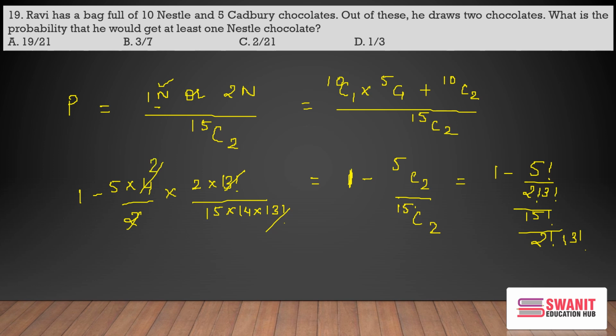Similarly, 5 2's are 10. Over here it becomes 7. So 1 minus 10 divided by 7 multiplied by 15 is 105, which means it comes out to be 95 divided by 105, which is 19 divided by 21, and that's option number A as the answer.